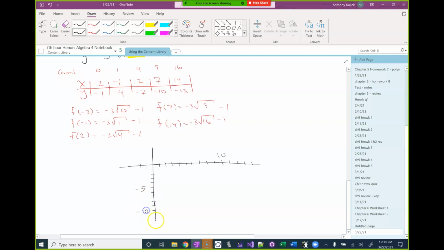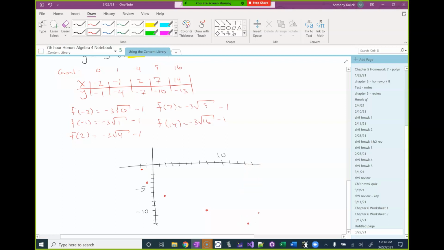So -2, -1, -1, -4, 2, -7, 7, -10, and then 14, -13. Everybody okay with the points plotted?